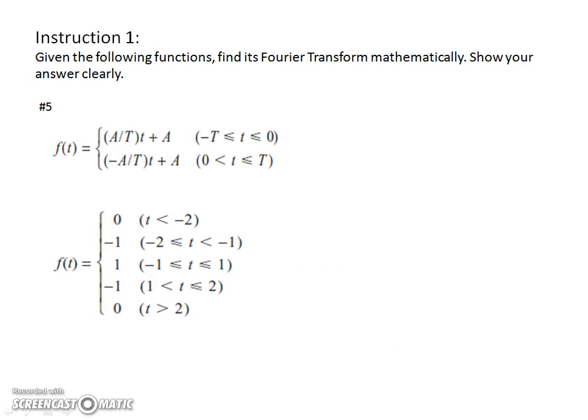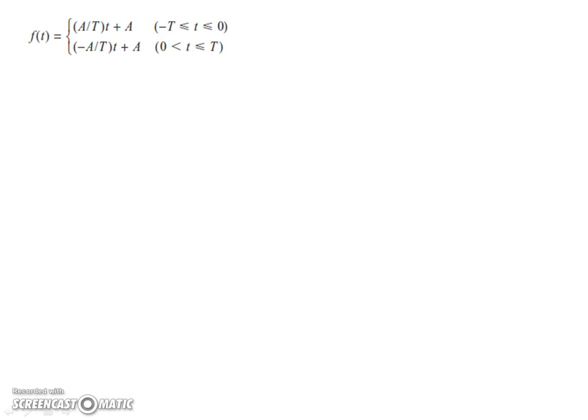In this assignment we are given two questions which need us to solve using Fourier transform. For the first question, f(t) is a piecewise function which has two different functions. From the boundary negative T to 0, f(t) is A over T bracket small t plus A, and for the boundary 0 to T, f(t) is negative A over T bracket small t plus A.